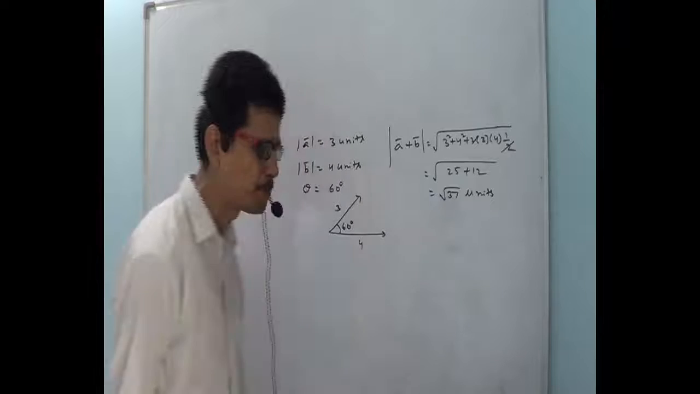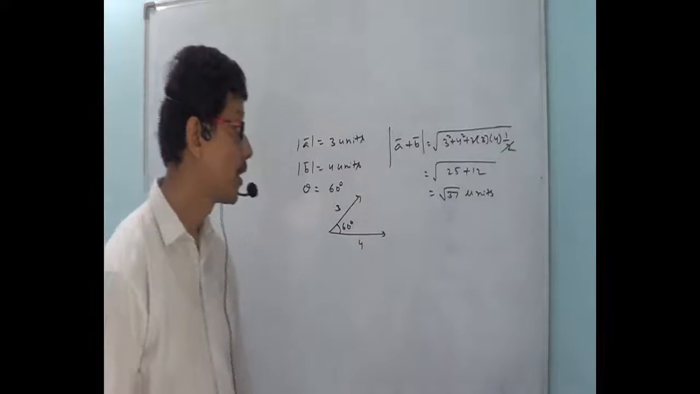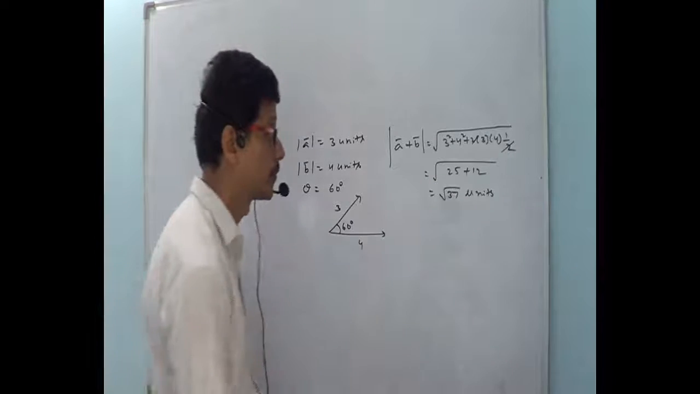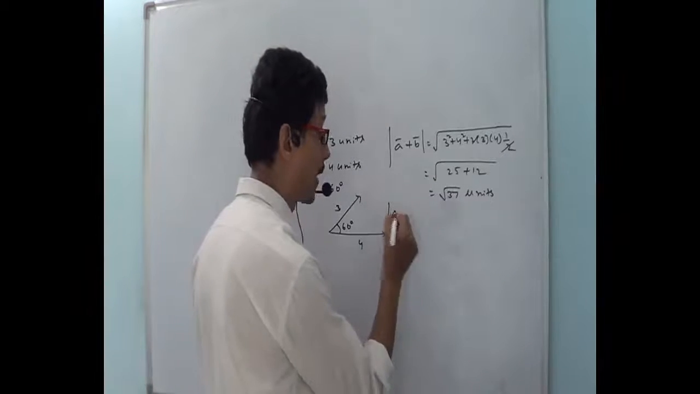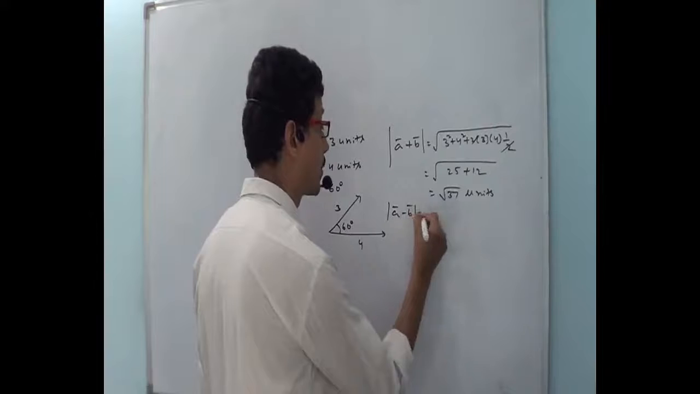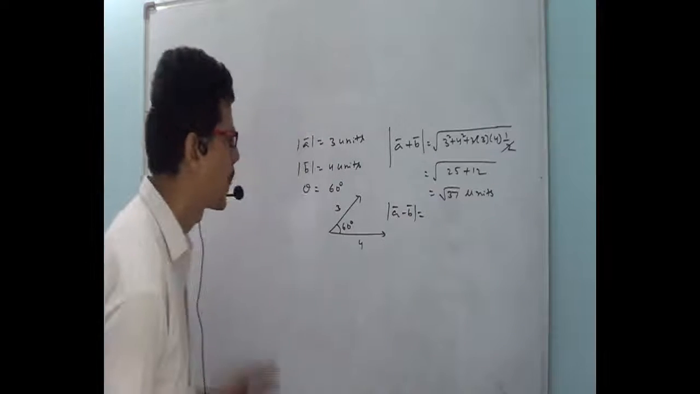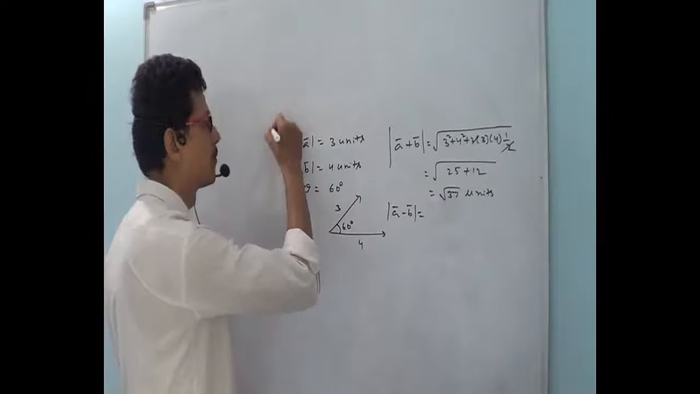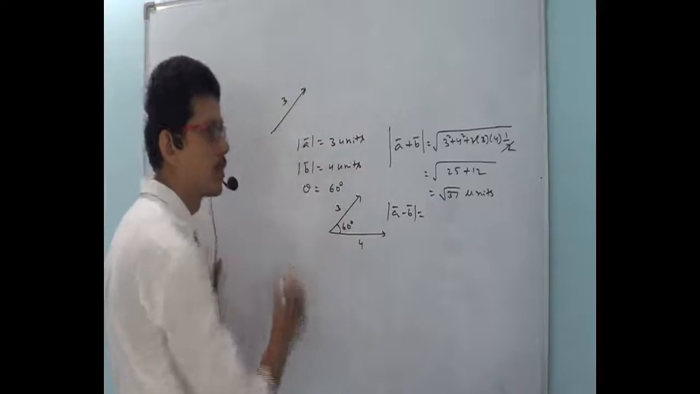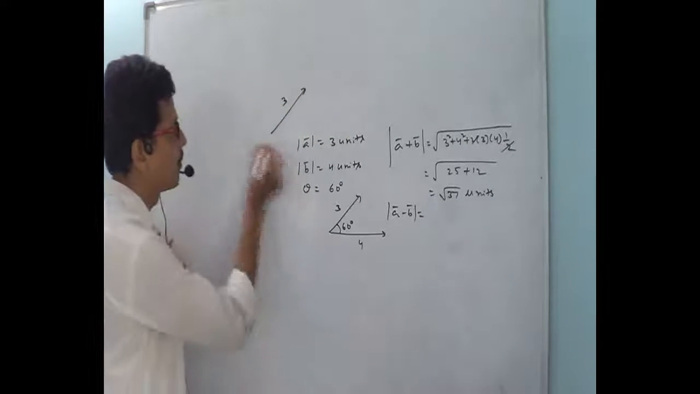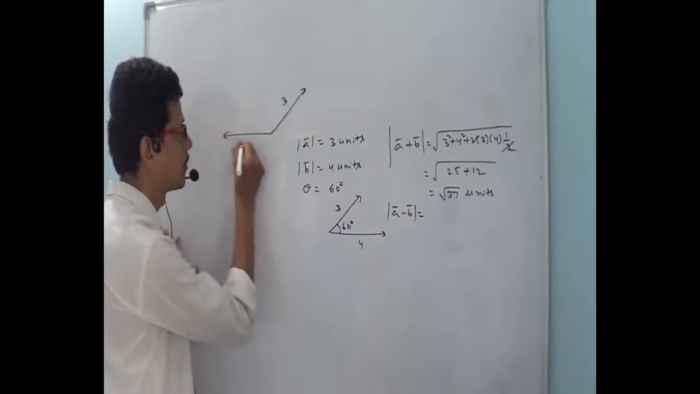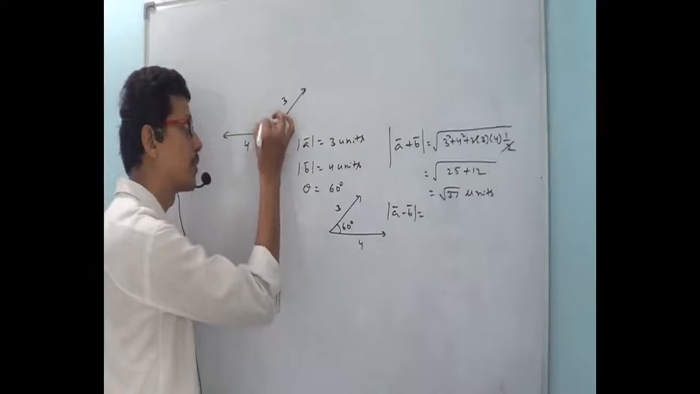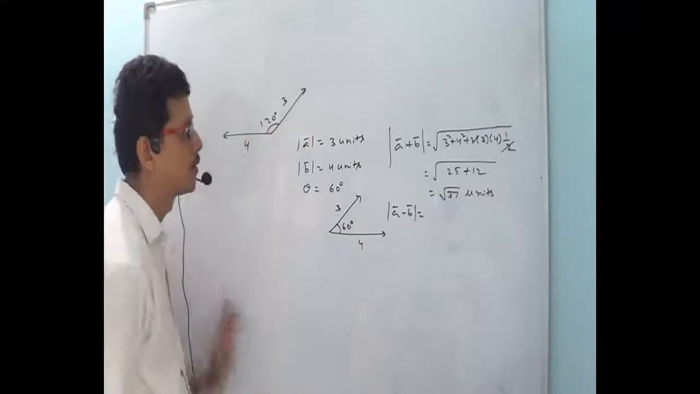Nearly 6 point something. Now if he asks what is the magnitude of A bar minus B bar? First, A bar is like this only, A bar is 3 units. And minus B bar I have to draw like this. Magnitude is 4 only. But now the angle between the two vectors is 120 degrees.